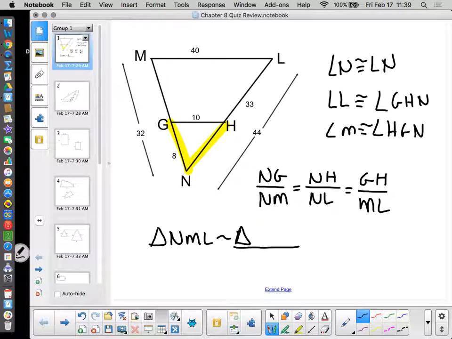Okay? Yes, I know what you mean. I want to know if you know what you mean. So triangle N goes with N, M goes with G, and L clearly goes with H. Has to be in that order. Corresponding order is important, just like when we did congruent triangles. Okay, that's kind of our warm-up.